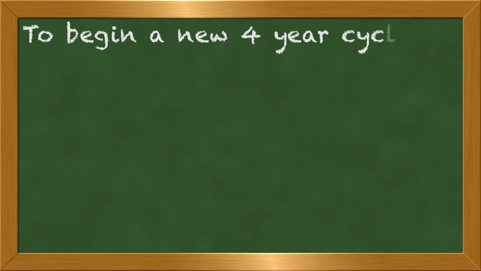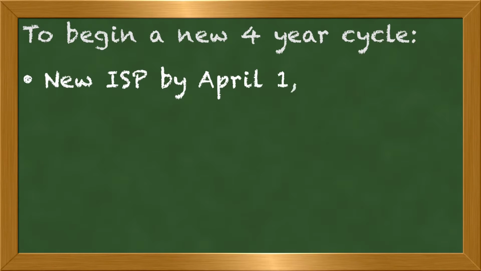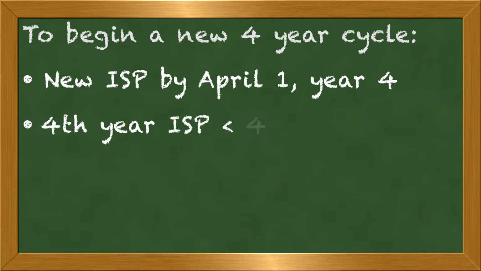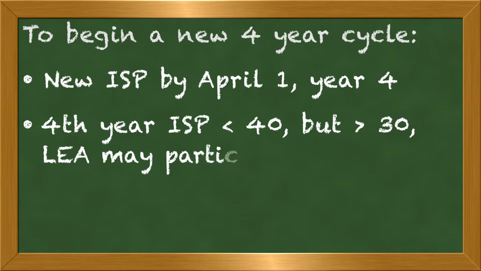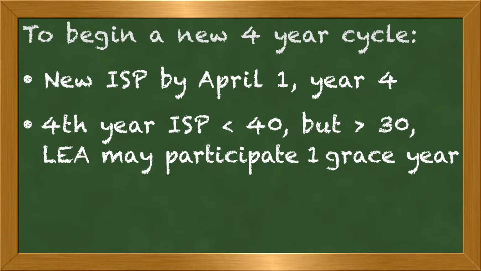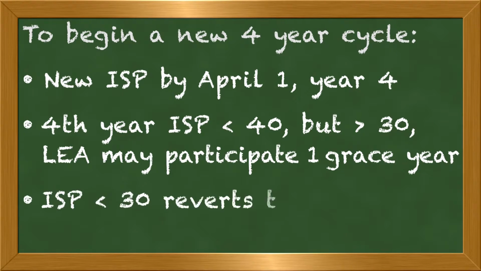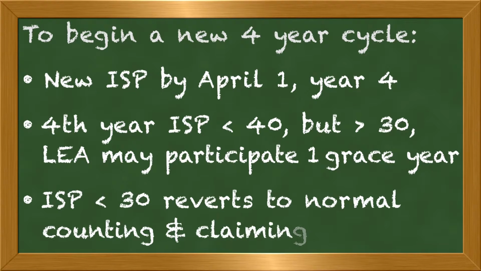To begin a new 4-year cycle, a new identified student percentage must be established as of April 1st of the 4th year. If, in the 4th year, the identified student percentage is less than 40% but more than 30%, the LEA may elect to participate for an additional grace year. LEAs that do not meet the 30% threshold must return to normal counting and claiming procedures the following school year.